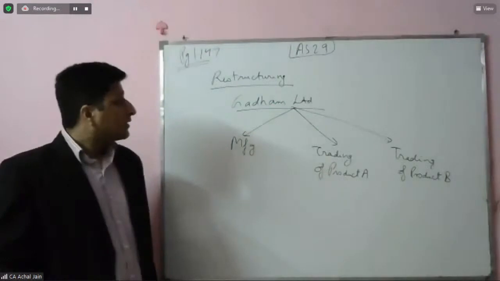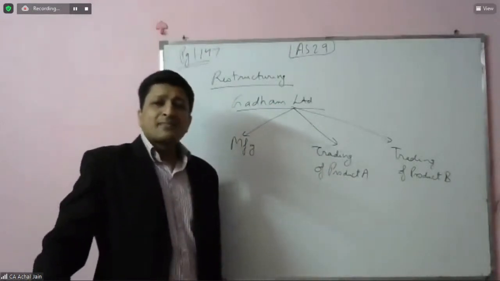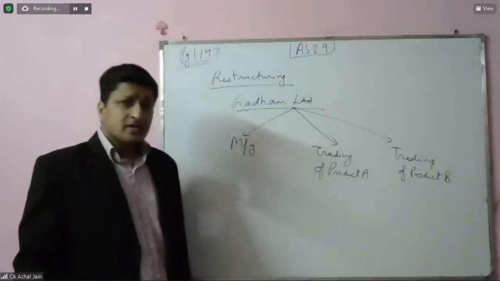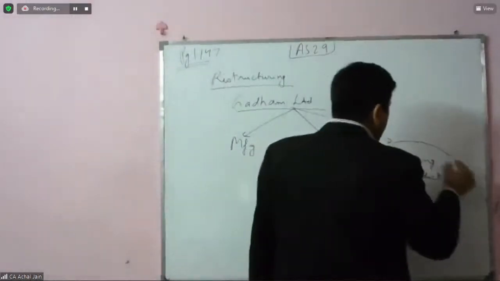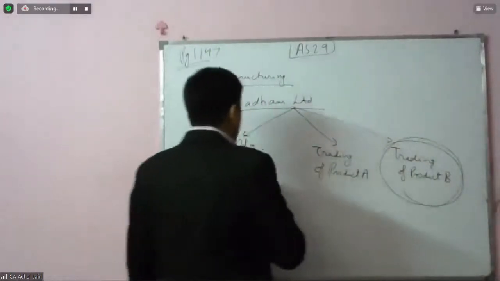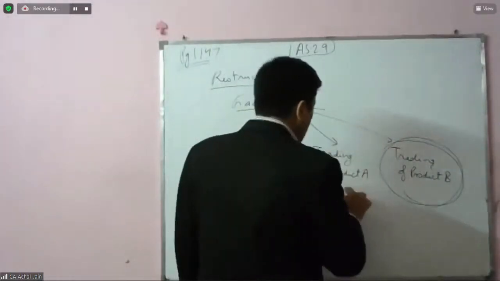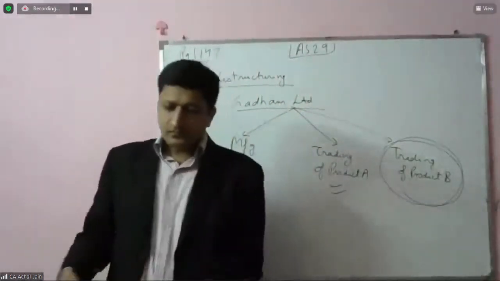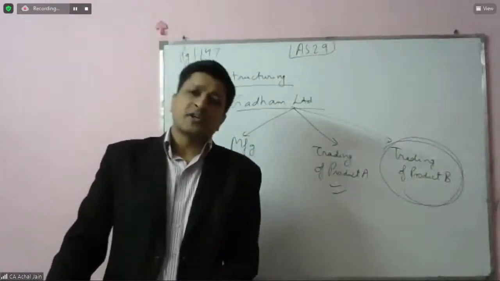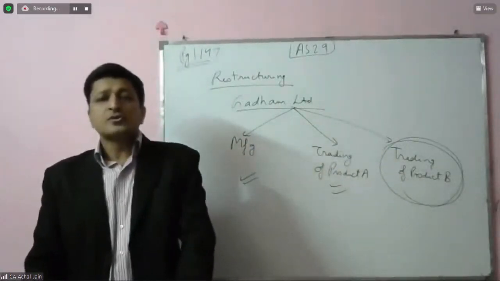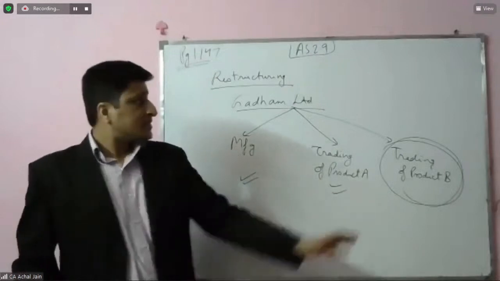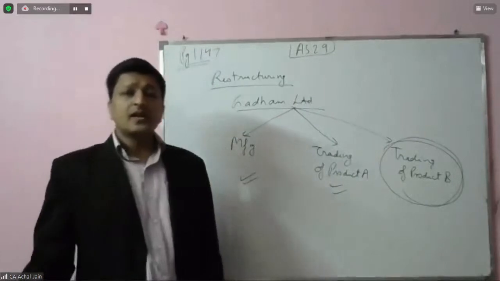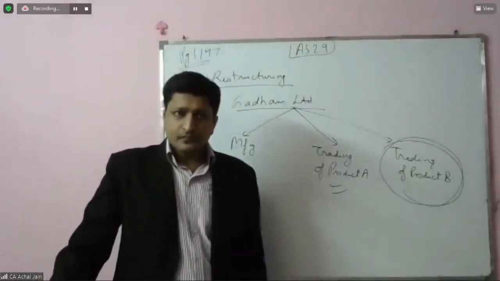Now, the company has been incurring significant losses over the years in respect of this third line of business. So these two have been profitable, but this third one is loss-making, and the company now wants to shut it down. So the company wants to do away with this third line of business. What do we call it? It will be considered a restructuring.